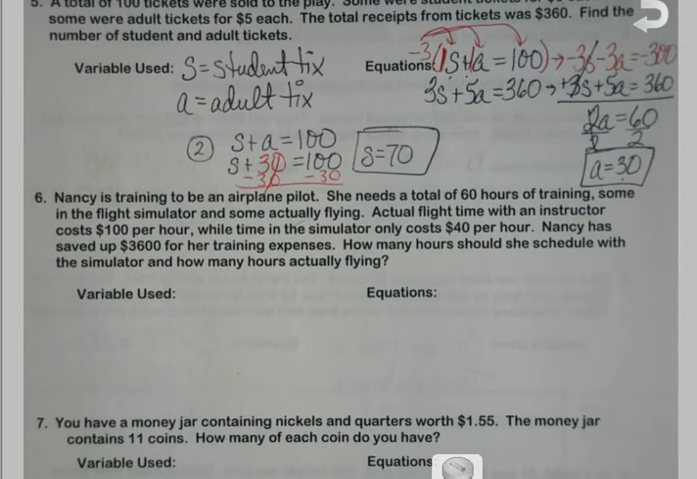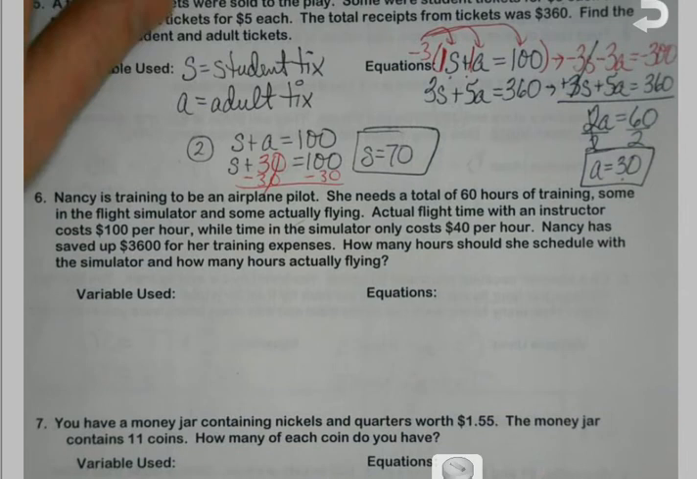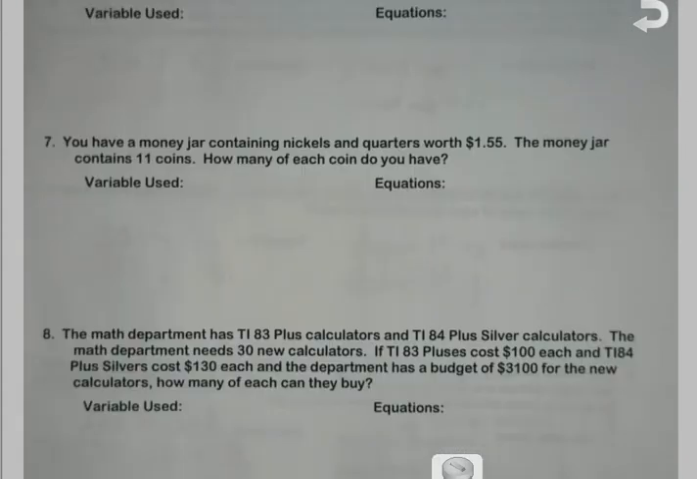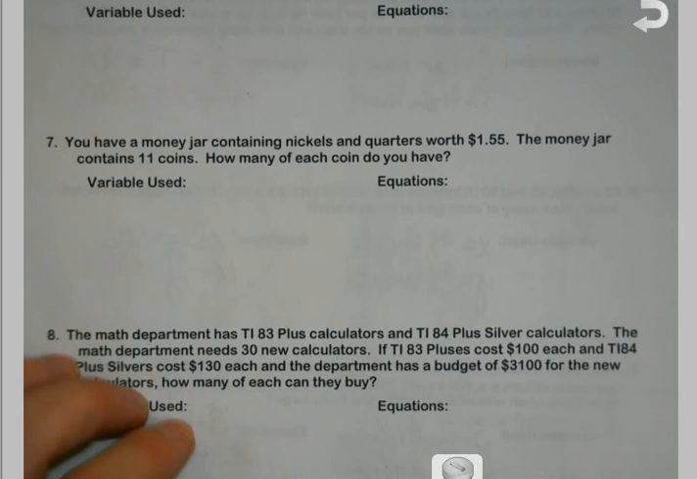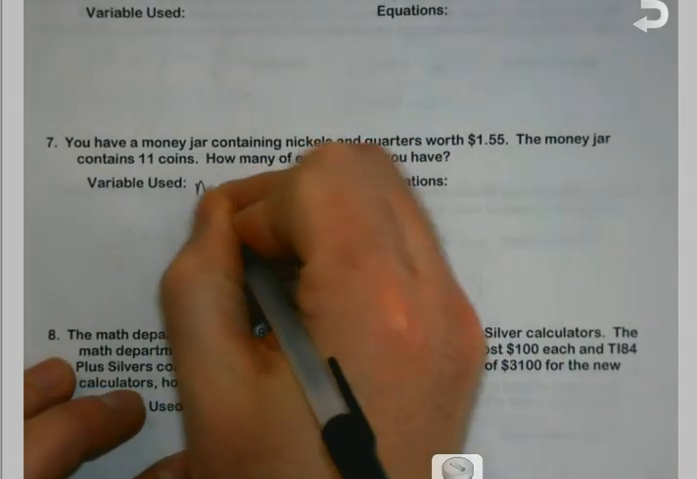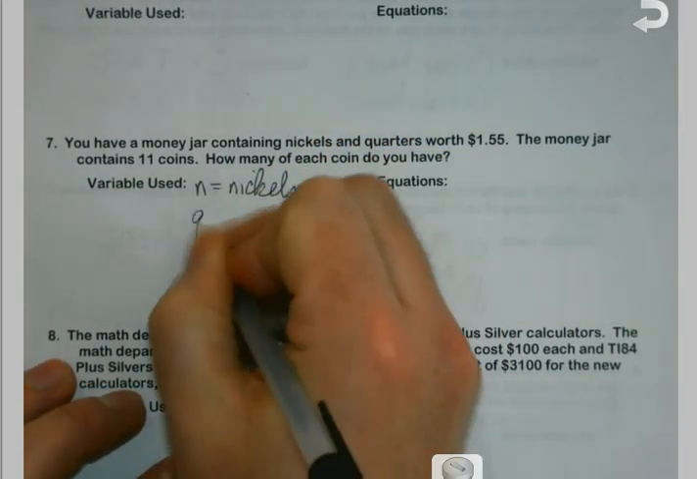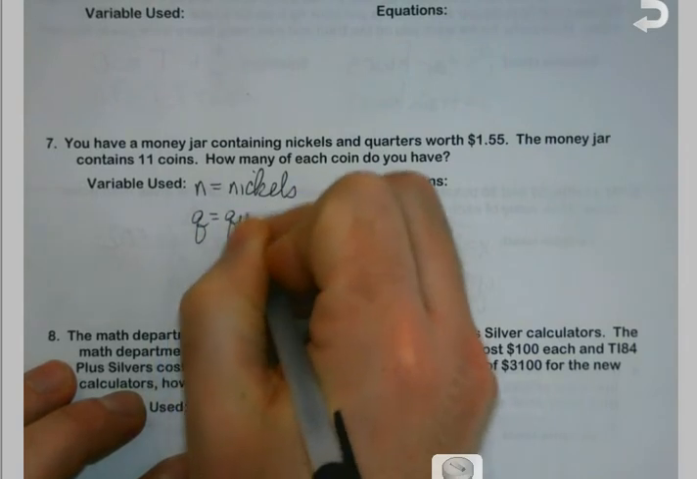Now, this got a little more interesting. You have a money jar containing nickels and quarters worth $1.55. The money jar contains 11 coins. How many of each coin do you have? Well, let's see here. This time looks like we've got nickels and we have quarters.